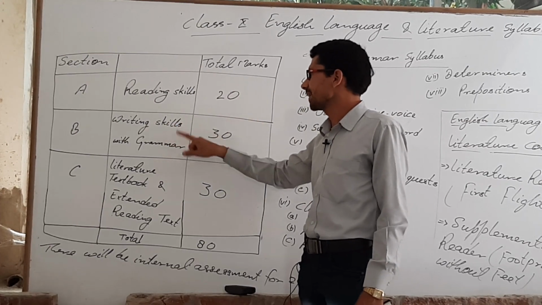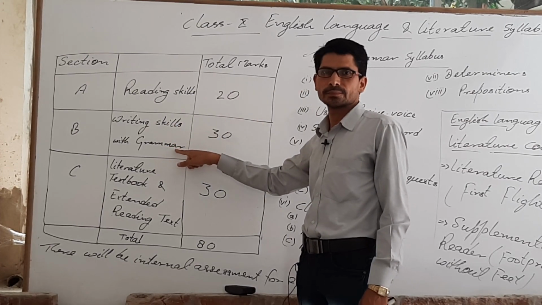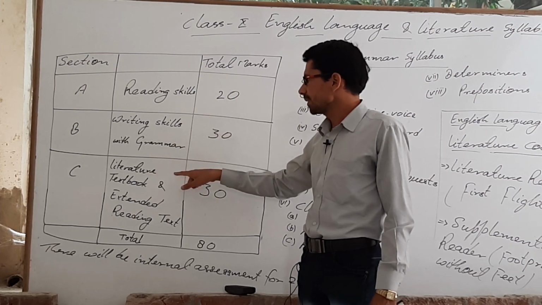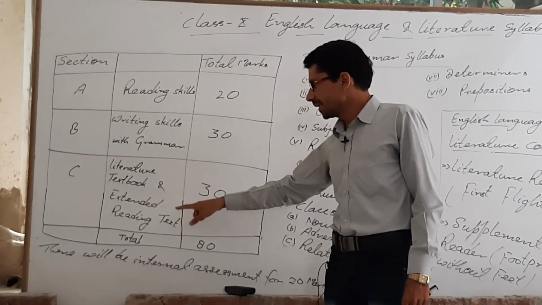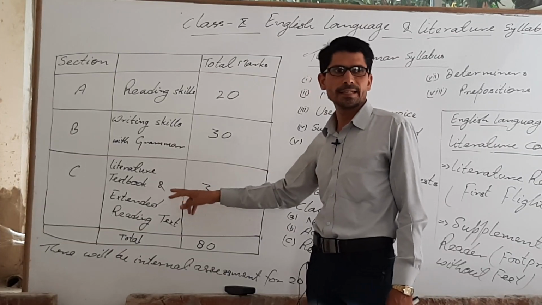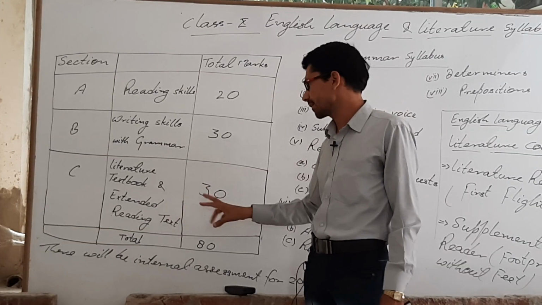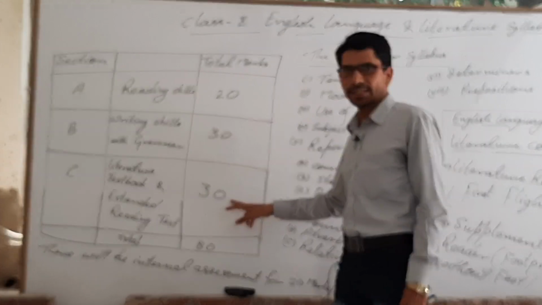Section B includes writing skills with grammar, and section C, which includes the literature textbook and extended reading text. Extended reading text means supplementary reader. It is of 30 marks.